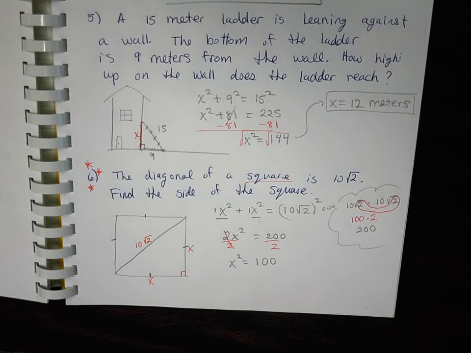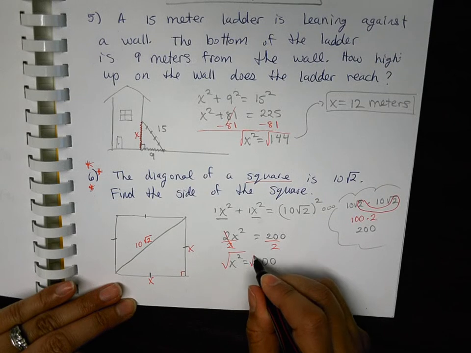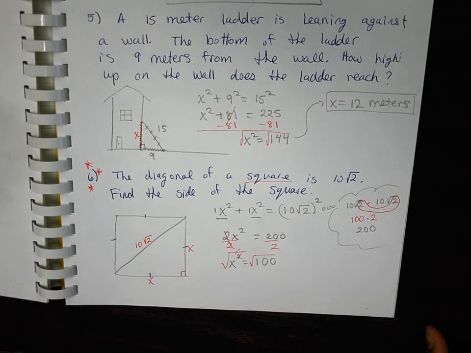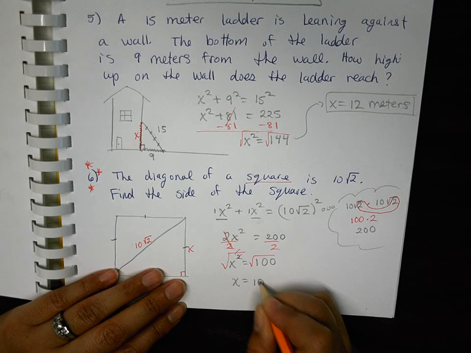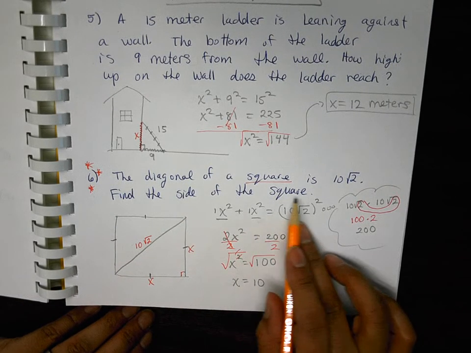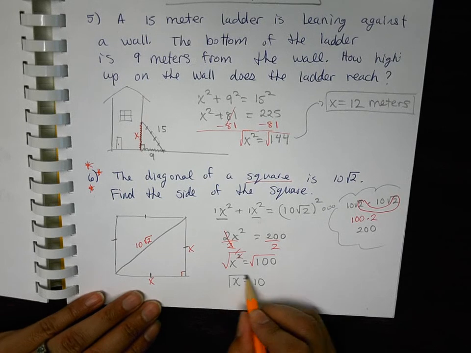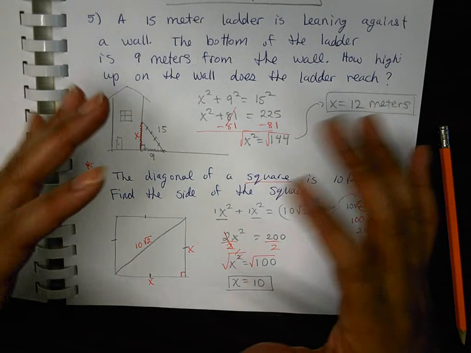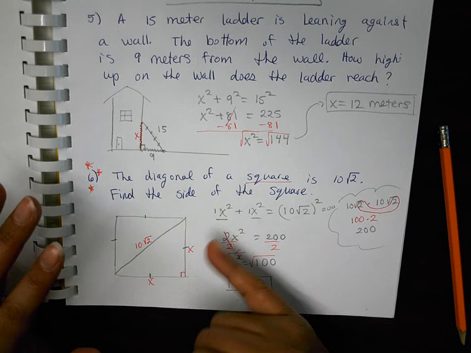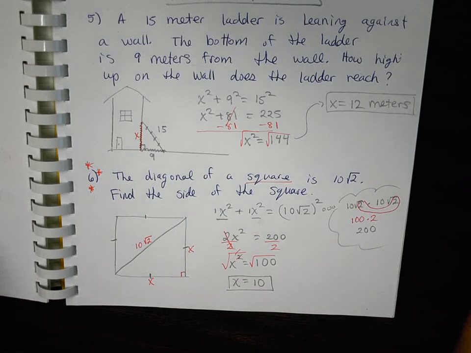Do you agree there's a lot more work on this one? And we're down to our last step. What do we do to both sides? Square root. That cancels out. And do we have the square root of 100? What is it? Without breaking it up, it is 10. So the diagonal of the square is 10 root 2. Find the side. Each side is 10 units. Got it? Now, typically we do plus or minus when we square root, but we don't do it when we're working with these type of problems because our side lengths are always positive. Got it? Questions?